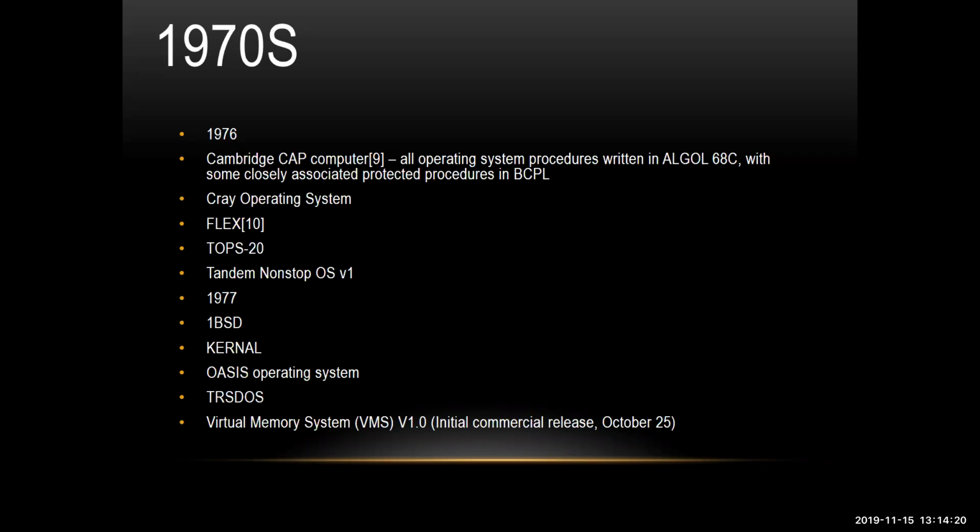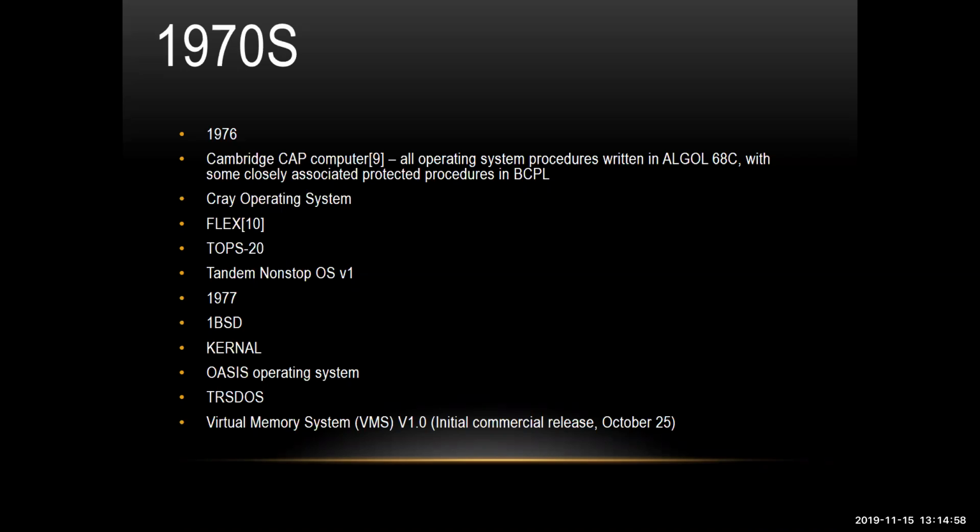And then in 1977, we had 1BSD, also called Berkeley Software Distribution. It was an operating system based on Research Unix, developed and distributed by the Computer Systems Research Group at the University of California. And then we had Kernal, which is Commodore's name for the ROM, Resident Operating System, in its 8-bit home computers from the original PET of 1977.